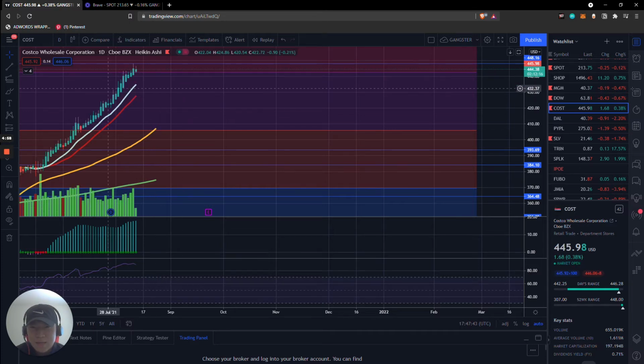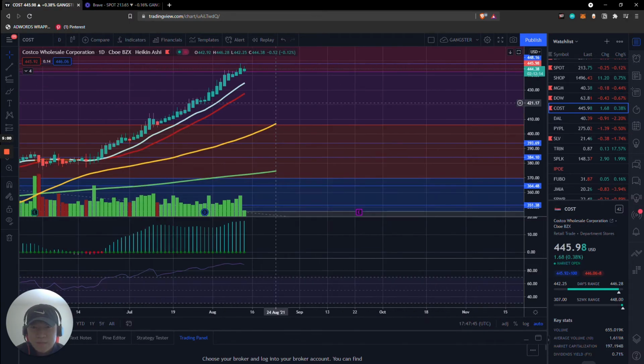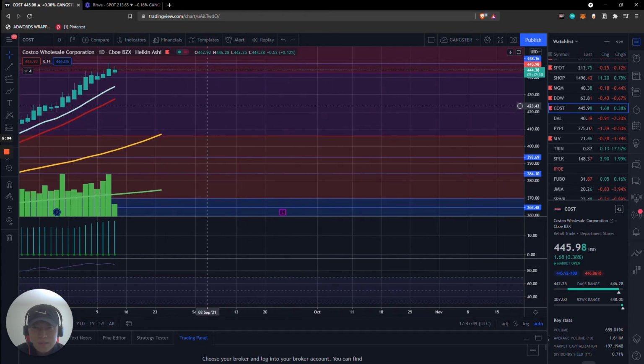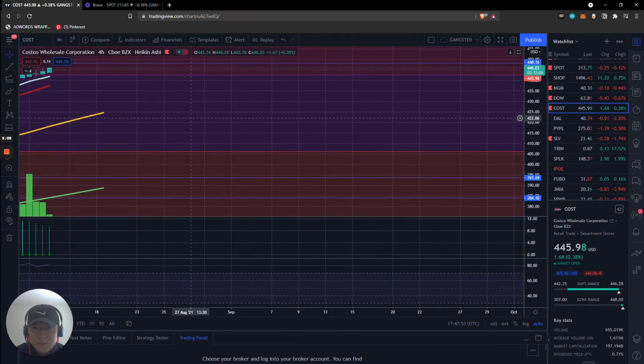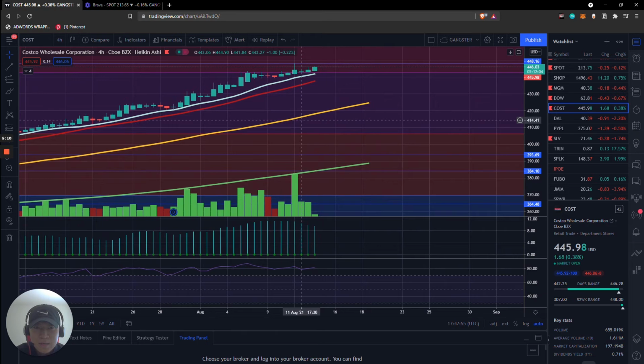It just broke above it. I don't know if it's gonna hold, to be honest with you guys. So let's go on the 4 hours, right? Seeing the 4 hours on the smaller time frame, it is breaking above that next resistance of 442.